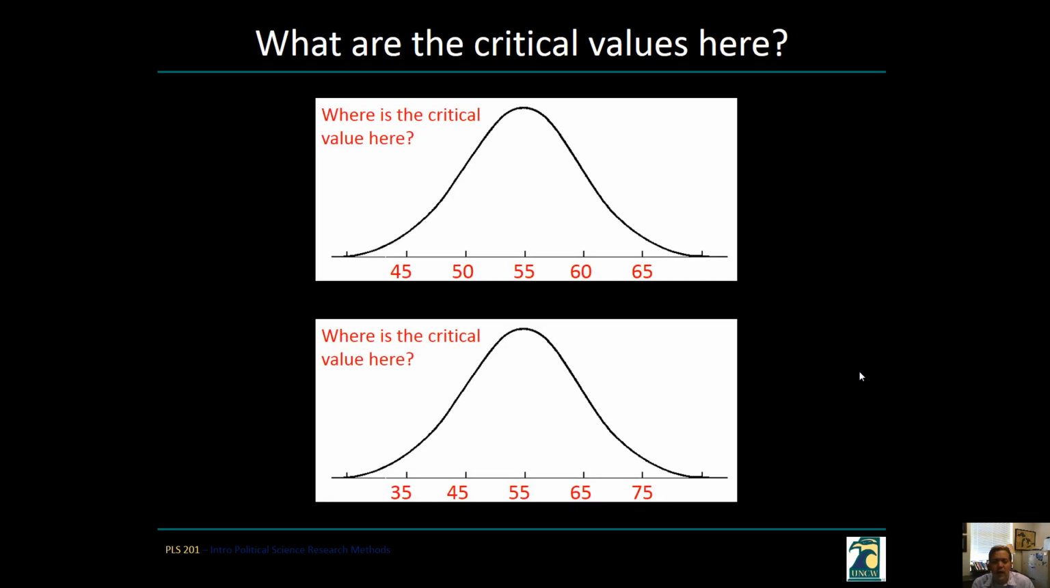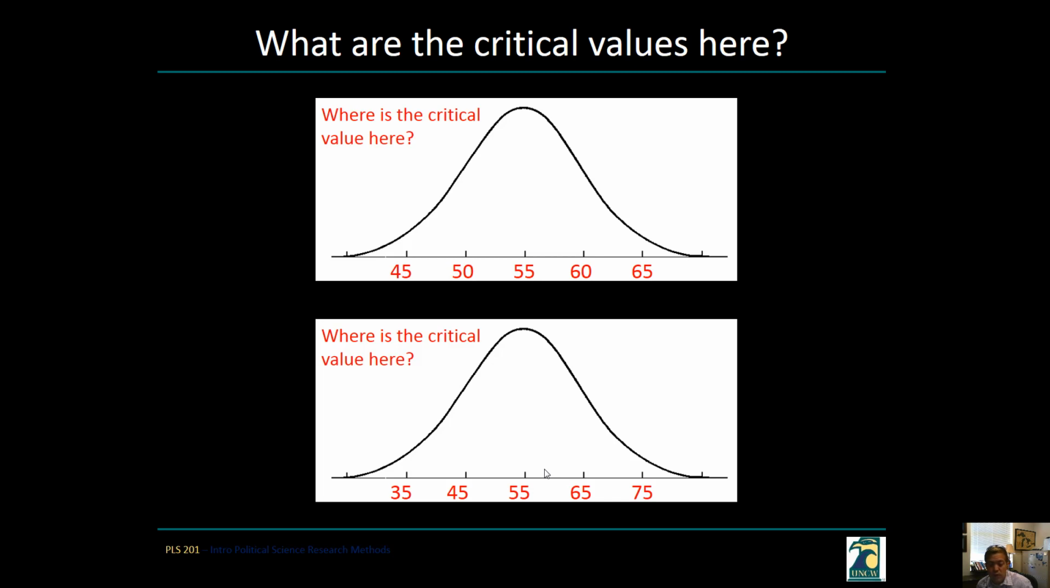We could also have a normal distribution. Maybe this is the average age of, I don't know, people in a wine bar. The average age is about 55. So we could figure out our critical values here, plus or minus those 2 standard deviations. This one is a little bit more spread out, right? So we could find the critical values for any normal distribution.